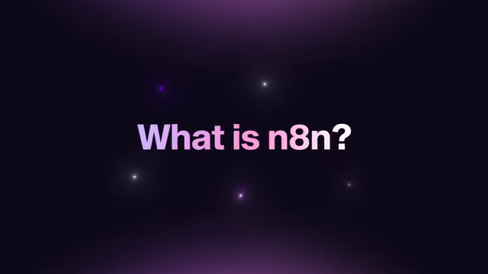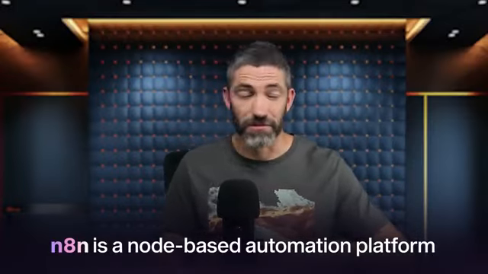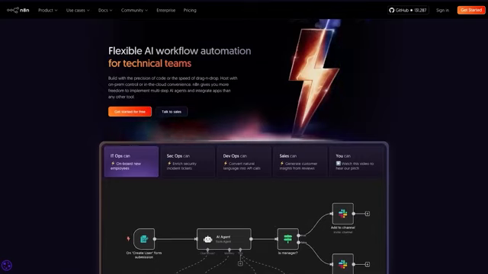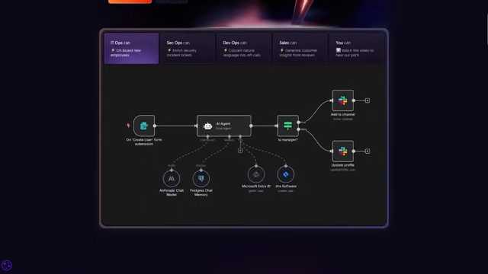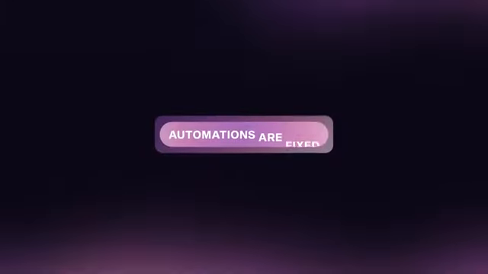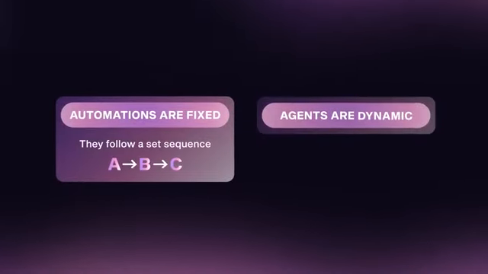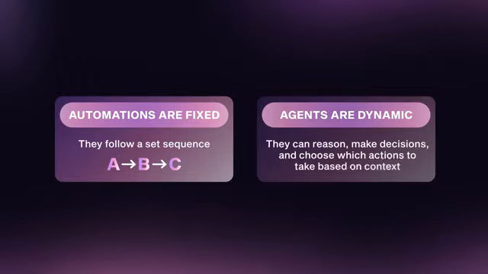First, a quick definition for anyone new here. n8n is a node-based automation platform that has exploded in popularity. One reason for that is because it makes building AI agents surprisingly intuitive. We'll build both, but here's the difference. Automations are fixed. They follow a set sequence, A to B to C. Agents are dynamic. They can reason, make decisions, and choose which actions to take based on context. We'll get deeper into agents later when we build one.